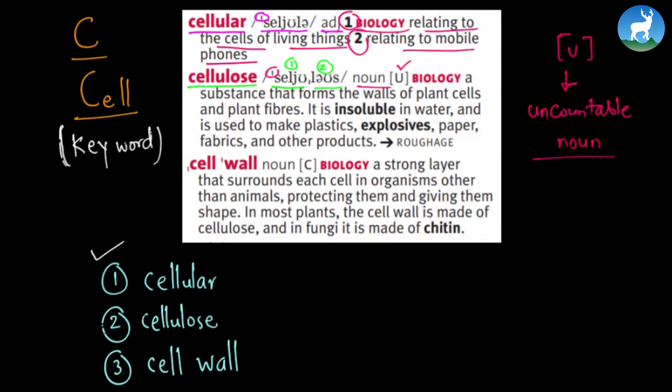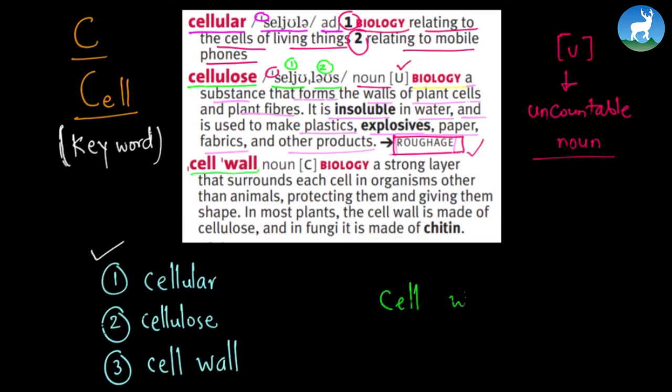That would be absurd. The meaning is related to biology once again: a substance that forms the walls of plant cells and plant fibers. It is insoluble in water, and it's used to make plastics, explosives, paper, fabrics, and other products. For more information, you can go to this word and find out more meaning about the word cellulose. And the third word I want to look up is a compound word. It is called cell wall.